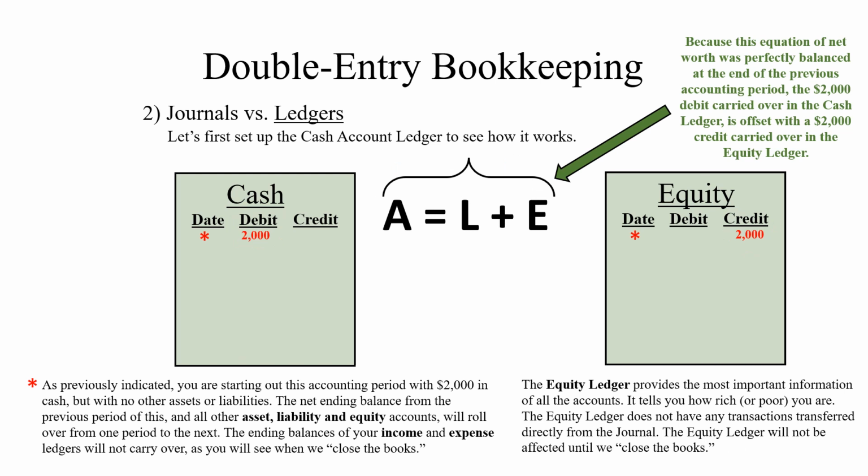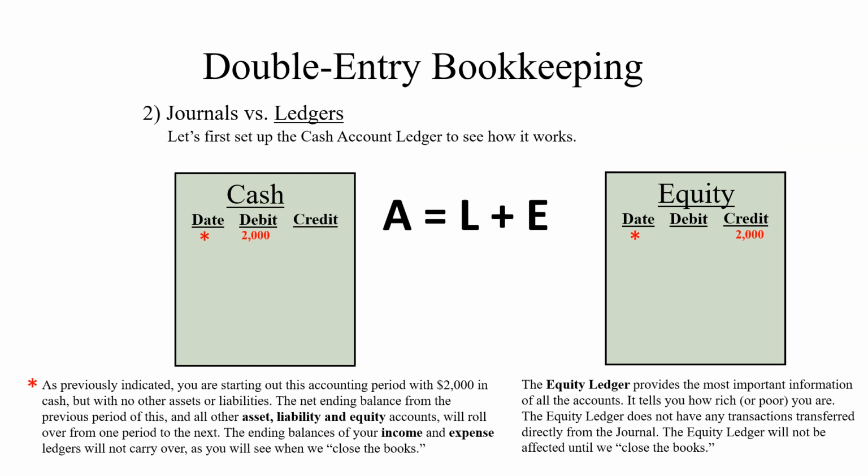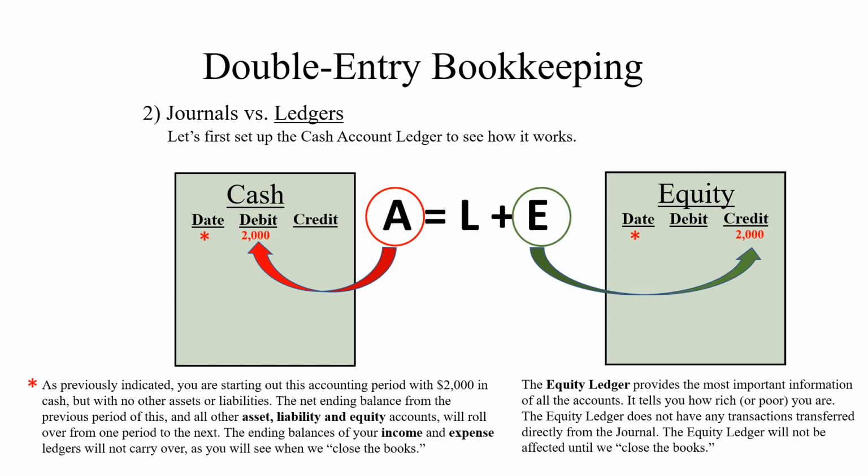The equity ledger provides the most important information of all of the accounts because it tells you how rich or poor you are. The equity ledger doesn't have any transactions transferred directly from the journal, as do the asset or liability ledgers. The equity ledger will not be affected until we close the books. So here's our starting point for the accounting period beginning January 1st. We have $2,000 in cash, no other assets, and no liabilities. Therefore, our net worth is $2,000.